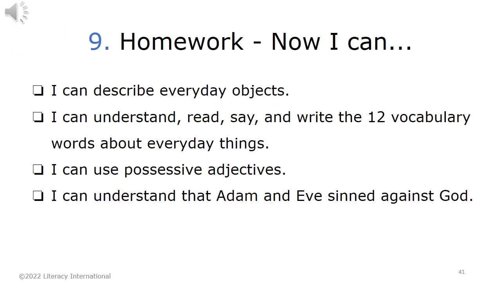9. Homework. Now I can describe everyday objects. I can understand, read, say, and write the 12 vocabulary words about everyday things. I can use possessive adjectives. I can understand that Adam and Eve sinned against God.